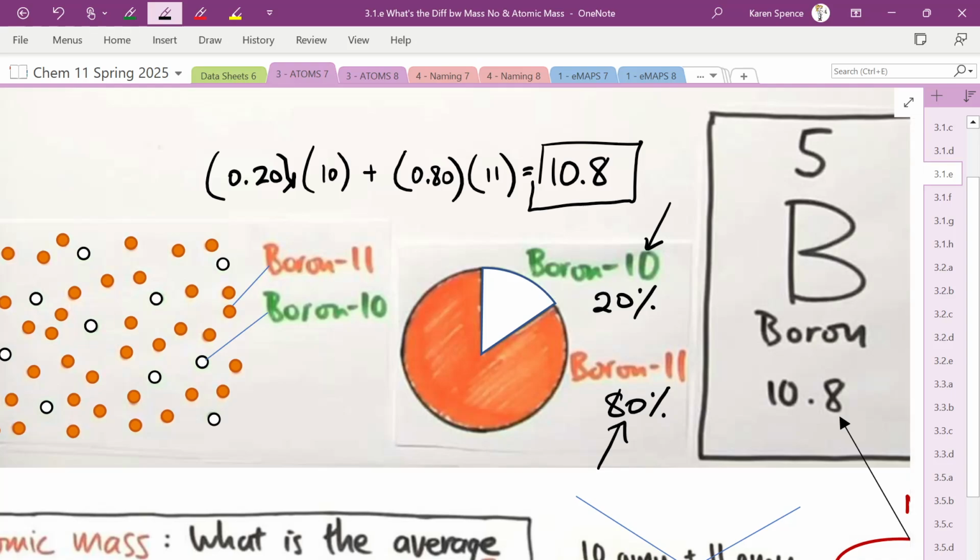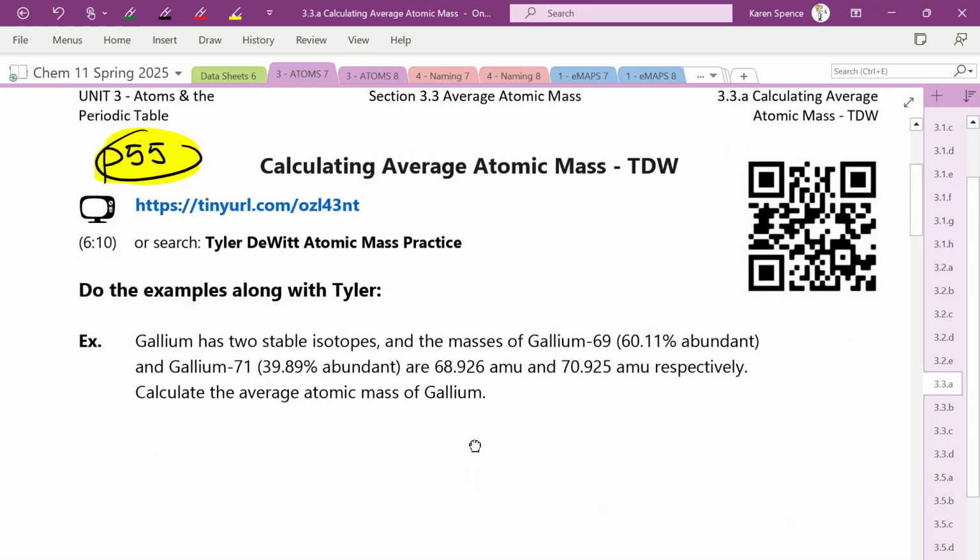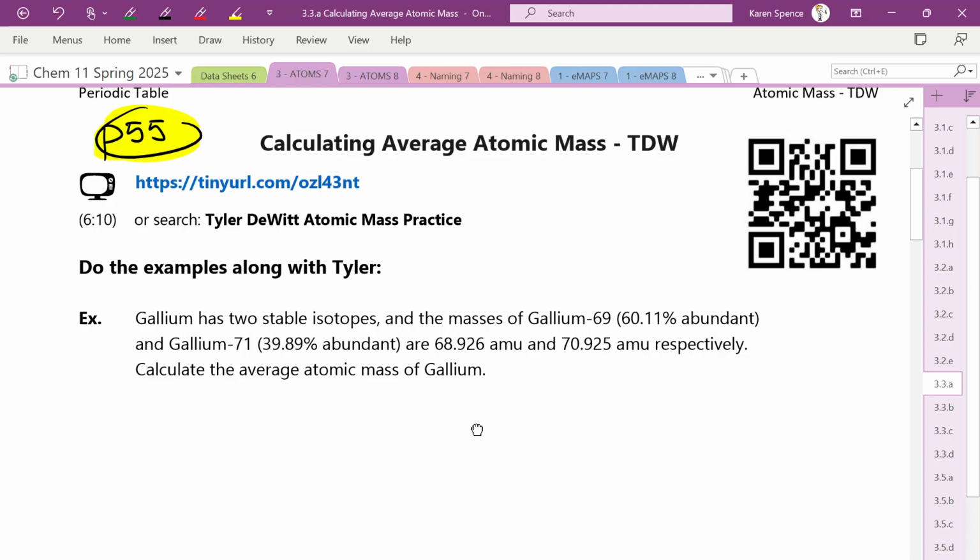Okay? So let's go and try. Let's go back to our other page, which was 3.3a. There we go. And that was on page 55.